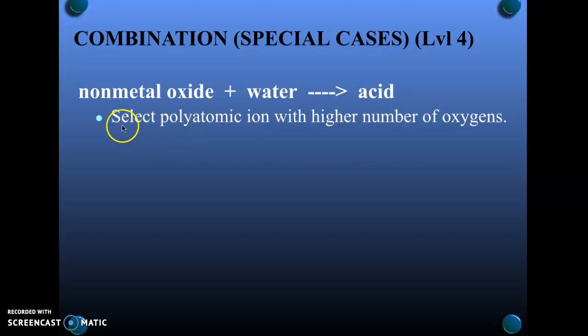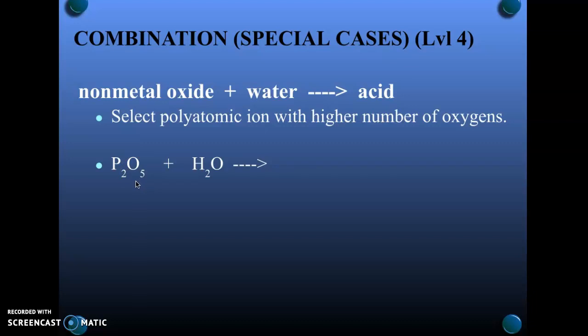Now, when you do this, you're going to look at the nonmetal, and there might be more than one choice. Well, you want to take the polyatomic ion that has more oxygens. I'll show you in this example. This is our nonmetal oxide. Phosphorus is a nonmetal, so P2O5 is a nonmetal oxide. You combine it with water. Now when you write out the acid, it's going to start with H, but you have to determine what the anion is by looking at this nonmetal oxide. It's going to be made out of phosphorus and oxygen, so your choices are phosphate and phosphite.